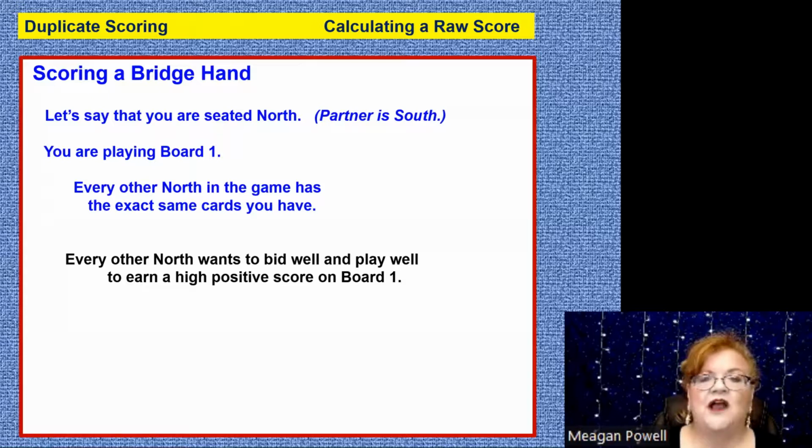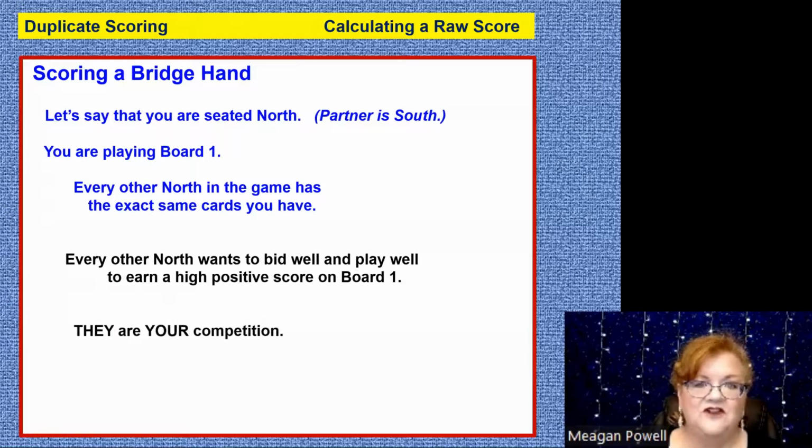Your job is to try and earn a high positive score on this board, because every other north looking at your hand, the same hand, is your actual competition. It's absolutely true that at your table, you want to beat the pants off of the people on either side of you, right? Your opponents. You absolutely want to cream them, but that's not really your main job.